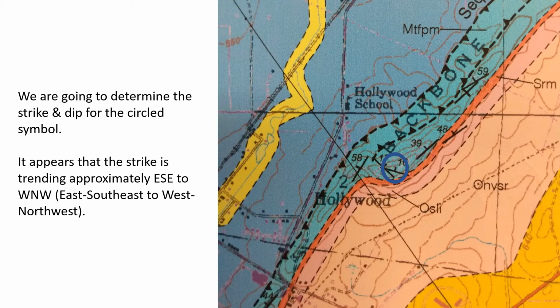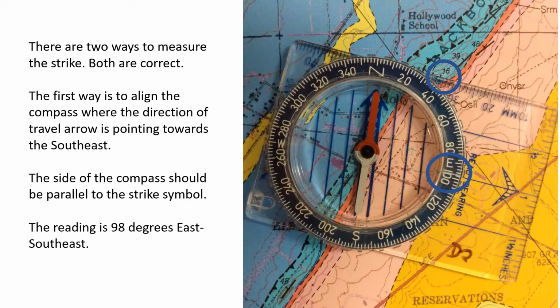The next strike and dip we will measure is circled on the photo. This strike appears to be trending east-southeast to west-northwest. Since the strike trends from the east-southeast to the west-northwest, there are 2 ways to measure the strike. Both are correct. The first way is to align the compass where the direction of travel arrow is pointing towards the southeast. Then you want to make sure the side of the compass is parallel to the strike symbol.